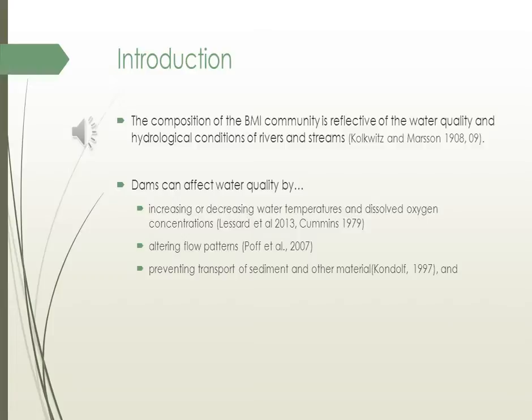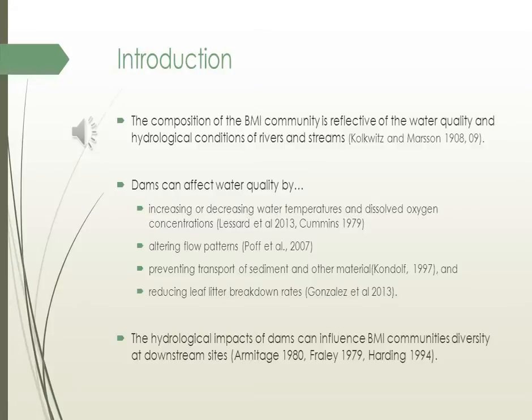We all know that dams over time become sedimented and sometimes need to be dredged out. There's also evidence they reduce leaf litter breakdown rates, which affects nutrient cycling and productivity of our streams. All of these impacts, and probably others, can have cumulative effects on the biological communities, including the benthic macroinvertebrate diversity downstream of dams.